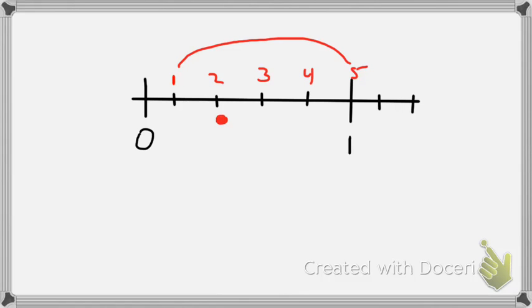So because I know there's 5 lines, that's going to be my denominator. And right here, the second line. So this number line will represent 2/5. All they have to do is count the lines to see what the denominator is, and then count again to see where the dot is and what it represents.